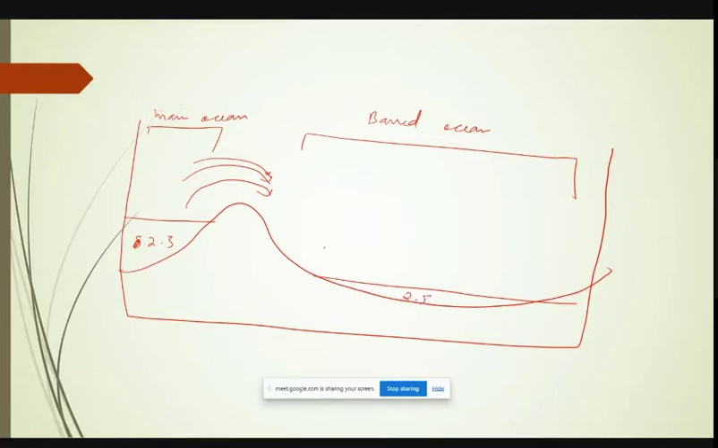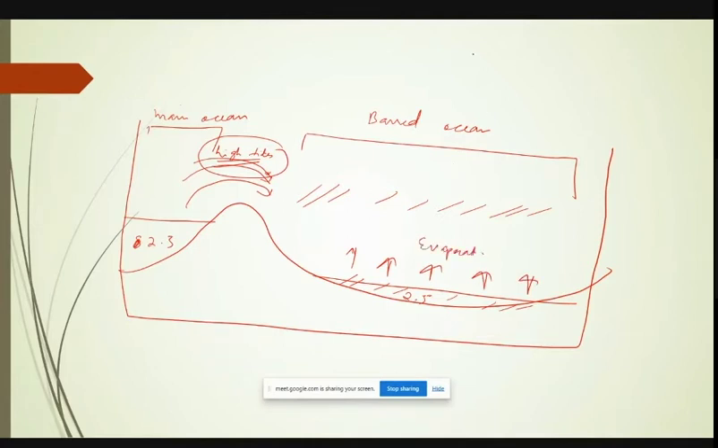Now, this region, the barrier ocean region, gets water only during the phenomenon of high tides. So when there is no high tide, this water will remain constant and evaporation will take place. So the amount of water will go down in the barrier ocean due to evaporation. So salinity will increase.